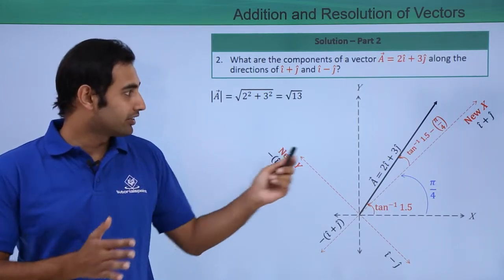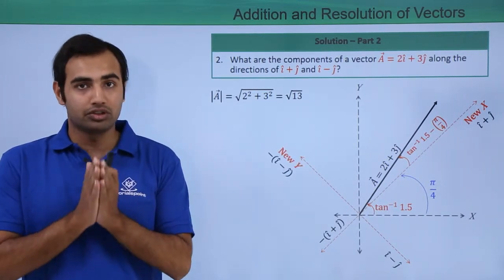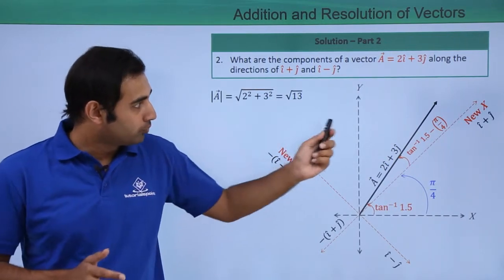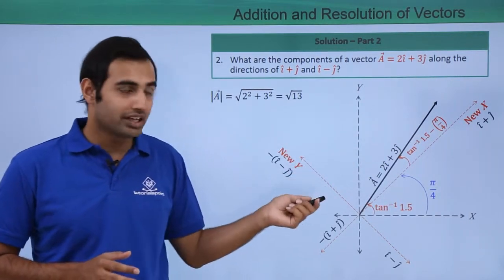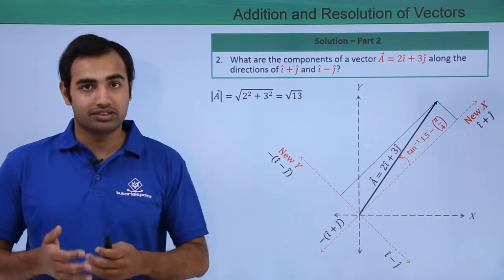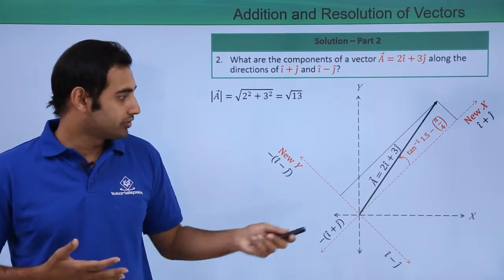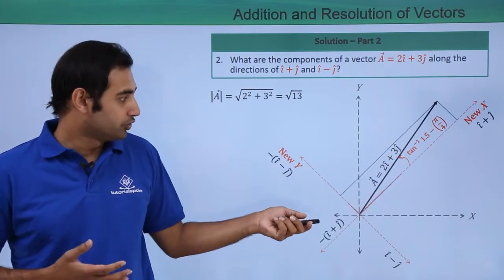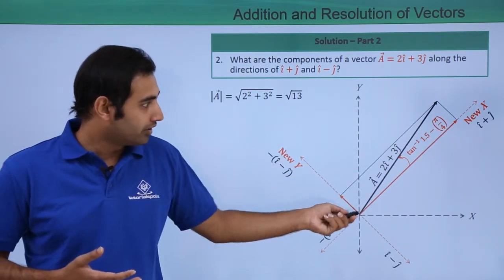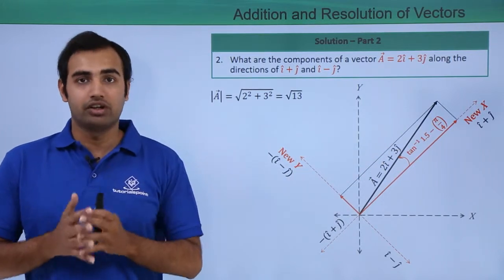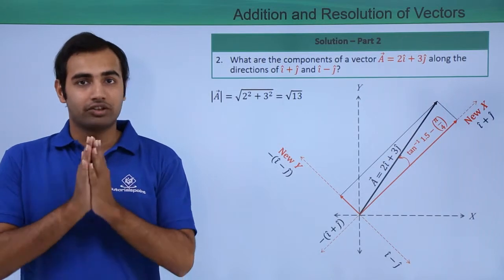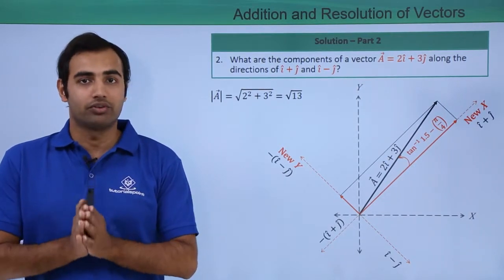Now to break this vector along these two axes, we have to use the concept of resolution. Now for that, essentially we have to drop two perpendiculars from the arrowhead onto each axis. So as you can see, this is the construction, and the two resultant vectors will simply be the vectors starting from the origin ending at the points of intersection. So over here, this small vector and this large vector are my resolved components along this new x and new y-axis.